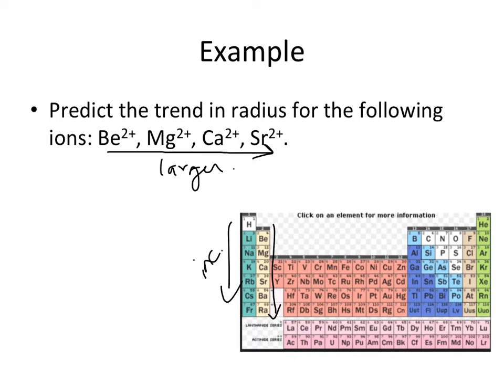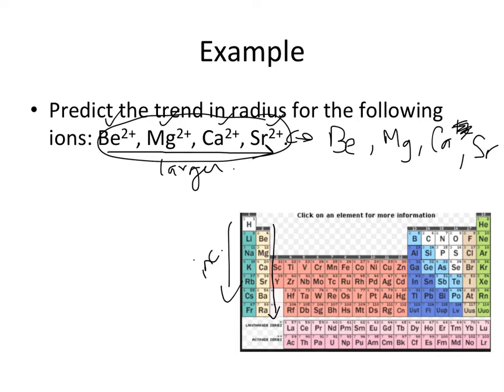Now, each of these ions, when discussed with respect to their original neutral parent atoms, would be described as smaller, because remember, when you remove electrons, you get that contraction because the nucleus is pulling more tightly on fewer electrons. So if you are comparing the neutral versus the ion, the cations are going to be smaller than the parent atoms. However, in this case, they're just asking you to predict the trend for just the ions. And as you go from top to bottom, you're getting larger. So in this case, that would be your answer for this respective question.